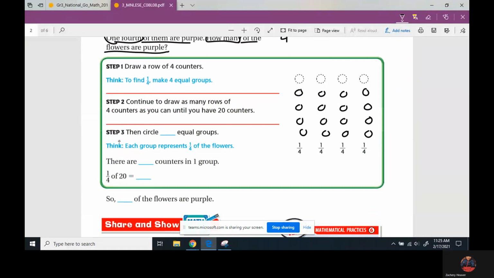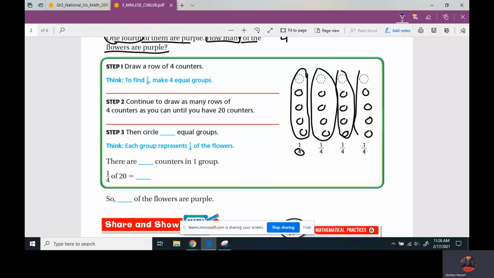So we have 4 across, and now we've got to make them equal groups. So there's 1, 2, 3, 4, 5 in this group, 5 in this group, 5 in this group, 5 in this group. We can't go 4 across because we're doing fourths. Okay, these are equal groups this way, but we can't go this way because we're using fourths. So then circle equal groups. So we're going this way. So we end up having 4 equal groups. How many are in each group? 5. So 1/4 of 20 equals 5.